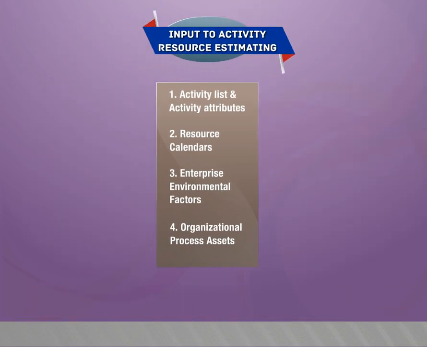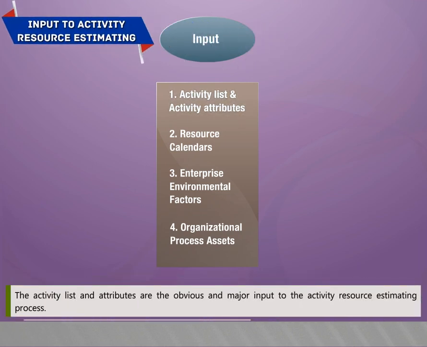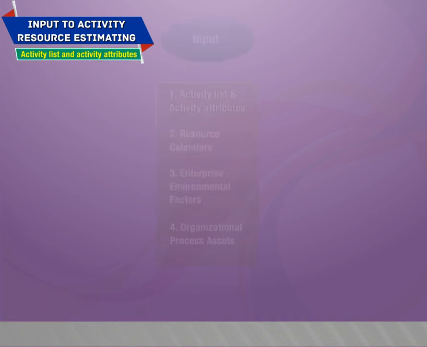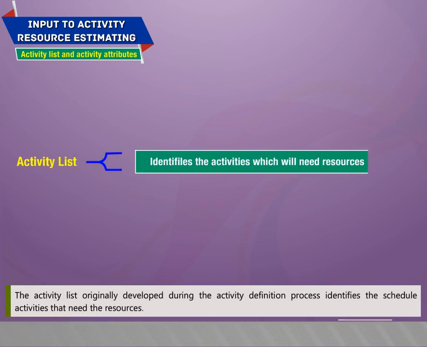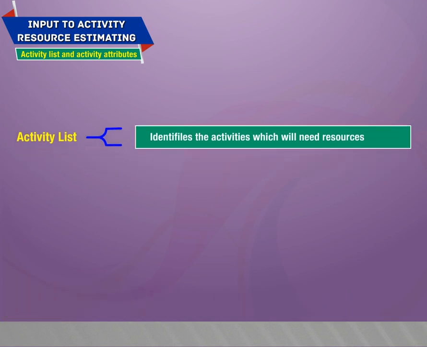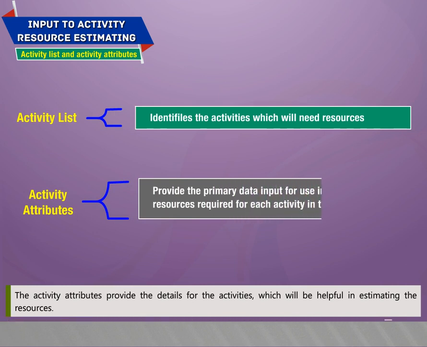Input to activity resource estimating. The activity list and attributes are the obvious and major input to the activity resource estimating process. The activity list, originally developed during the activity definition process, identifies the scheduled activities that need the resources. The activity attributes provide the details for the activities, which will be helpful in estimating the resources.